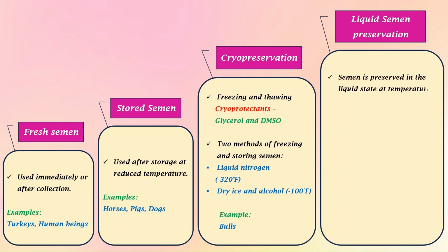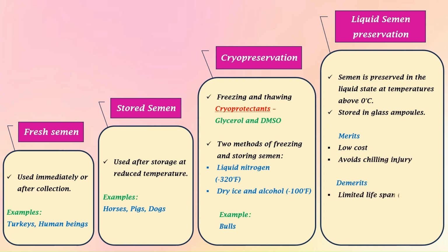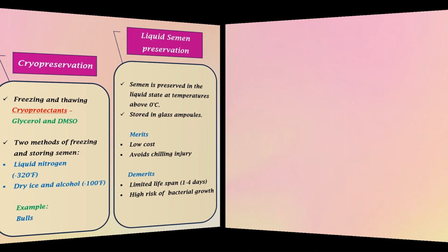Liquid semen preservation. Semen is preserved in the liquid state at temperatures above 0°C, and is then stored in glass ampoules. Merits are low cost, and avoids chilling injury. Demerits are limited lifespan, that is 1 to 4 days, and high risk of bacterial growth.